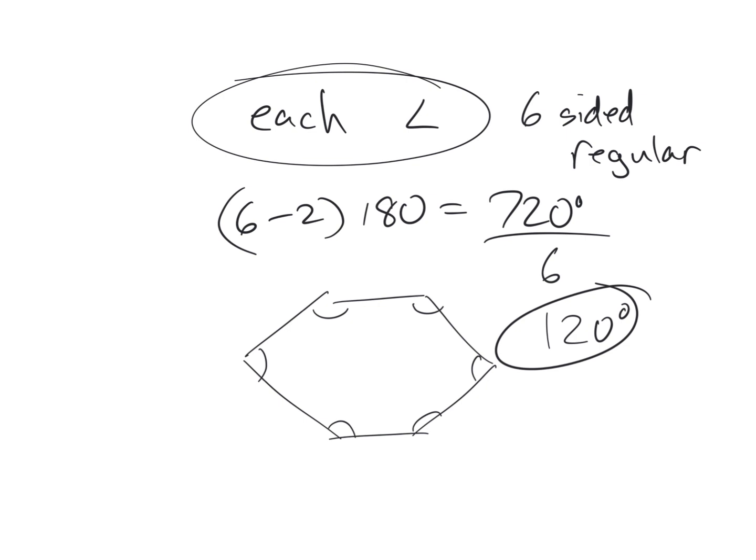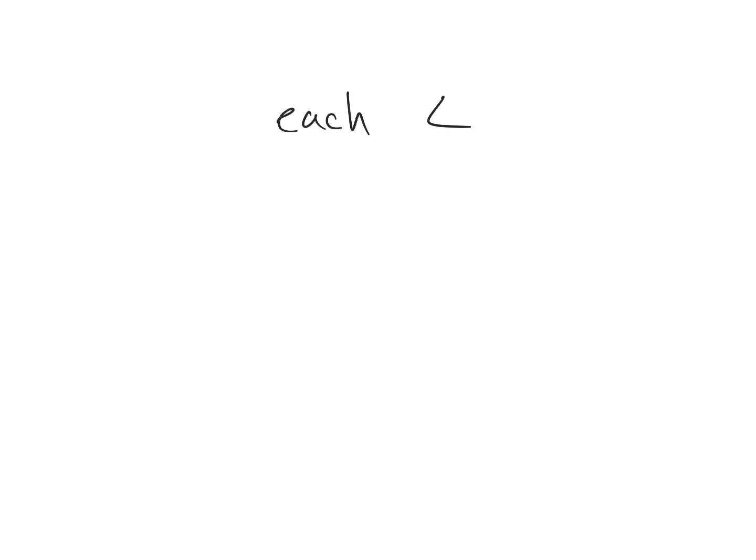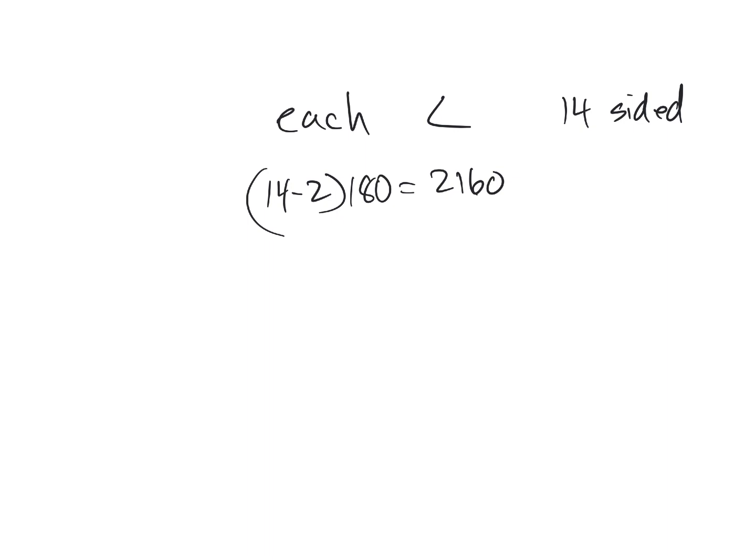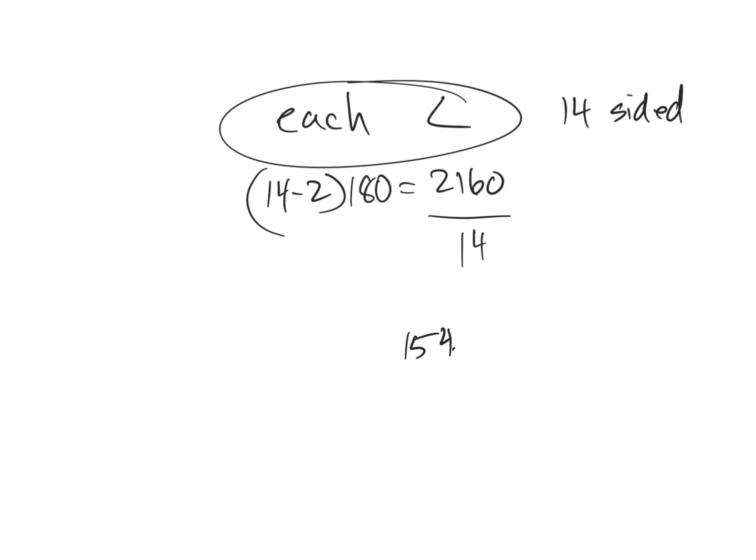All right, let's try that again. What is each interior angle on a 14-sided polygon? So you have 14 minus 2 times 180. So 12 times 180 gives us 2,160 for all of the angles added together. What is each one? You have to divide by 14. Be careful, don't divide by 12. 154.285. Yep, 154.3 degrees. Okay.